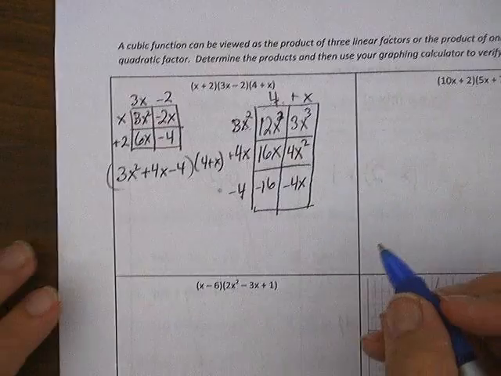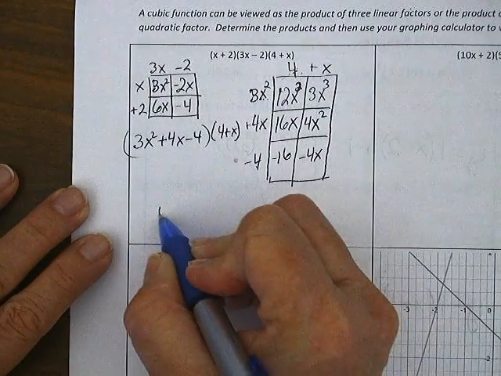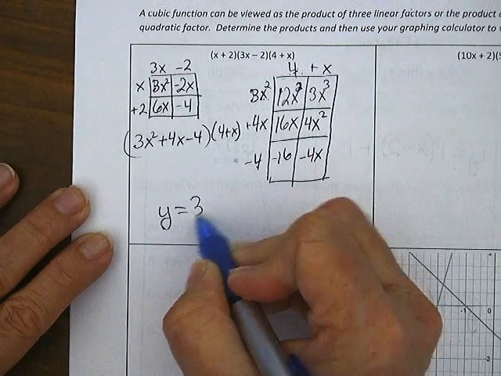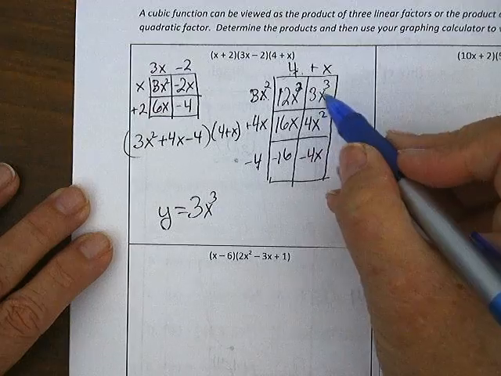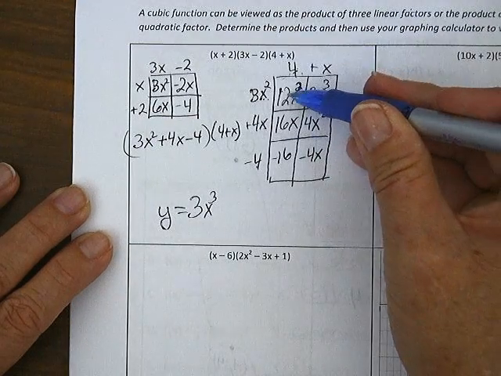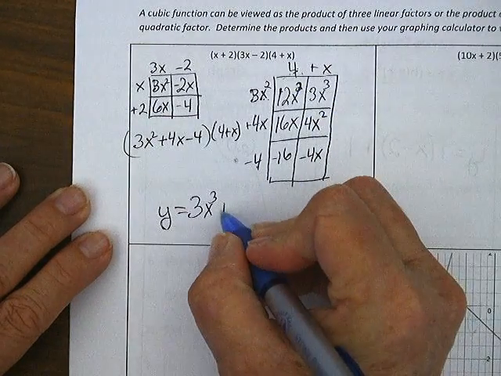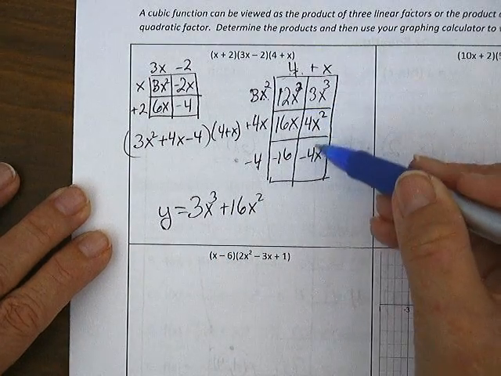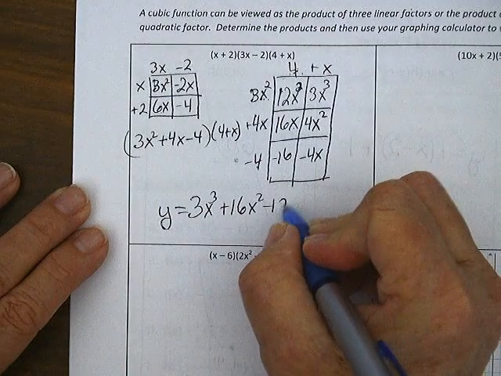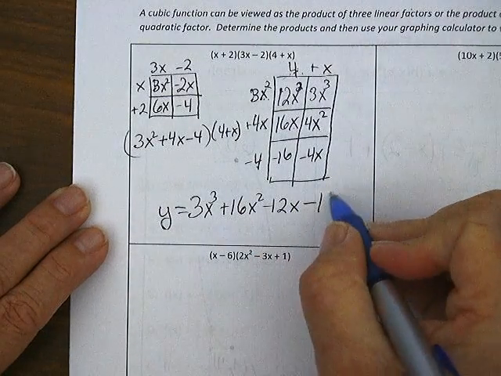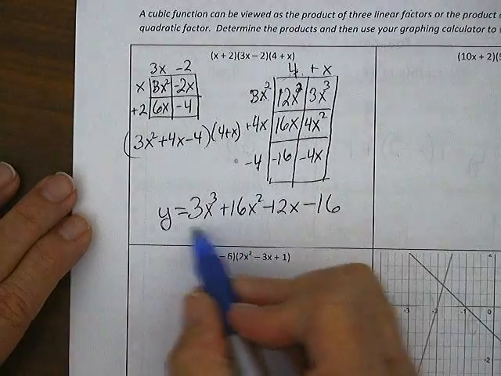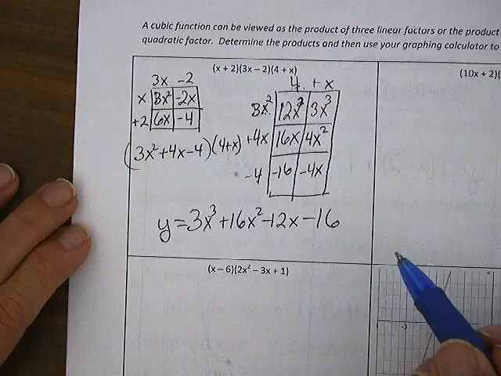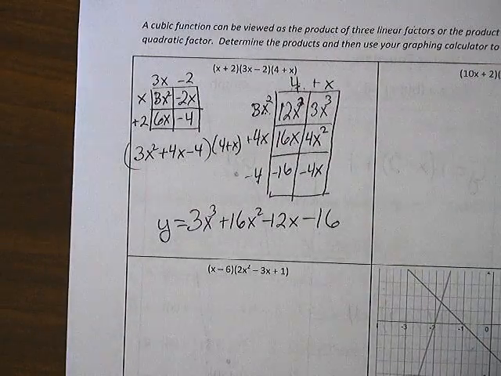We now are going to combine all those terms to write out our full equation. So y is equal to 3x cubed. Now our x squared, so we've got 12x squared plus a 4x squared gives us 16x squared. And 16x minus 4x gives us 12x minus 16. So this cubic is the same as the cubic you'd get from these 3 linear factors. Okay, let's do another one.